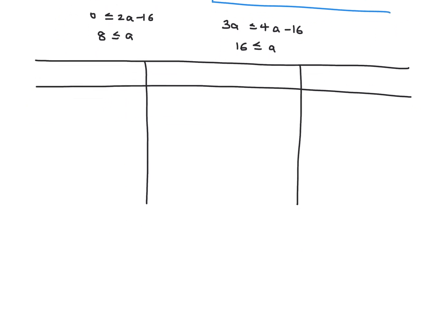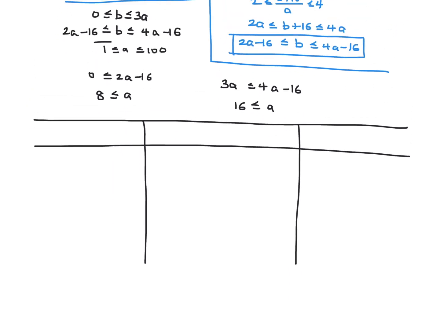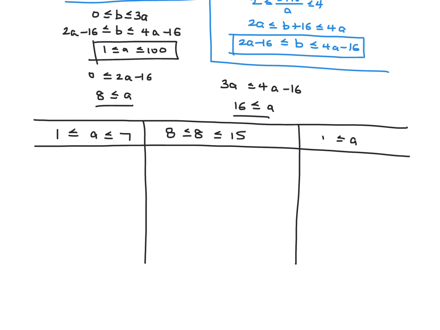The first category, since A is between 1 and 100, is between 1 and 7. Yeah, for A. The next is when A is greater than 8, but less than or equal to 15. And then we've got the final one where A is greater than 16 and its upper limit is 100.